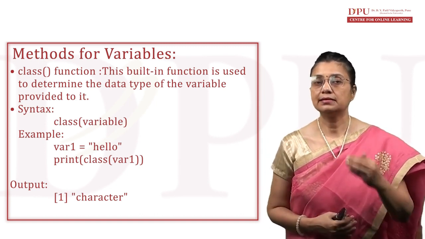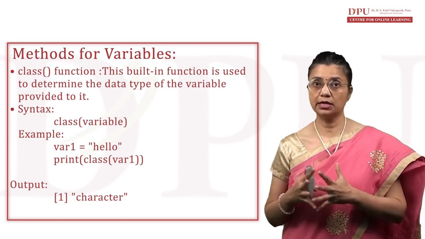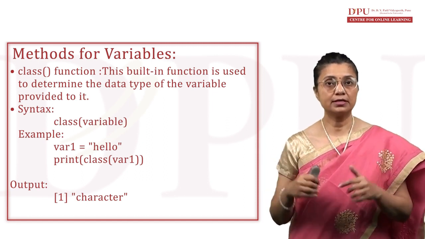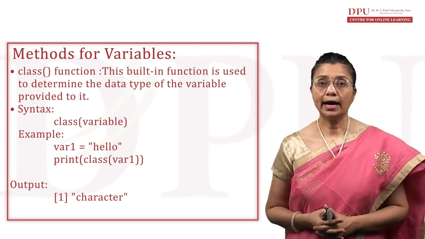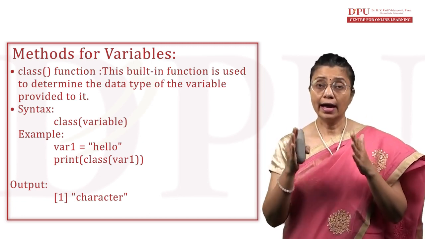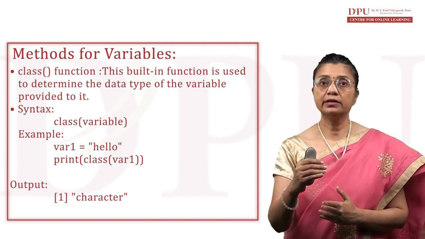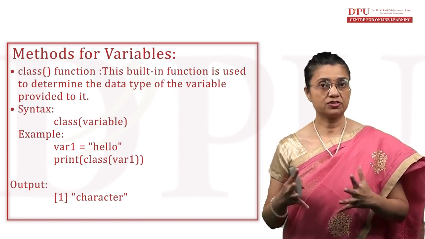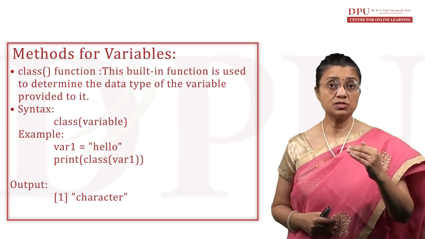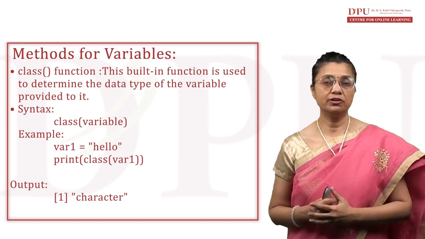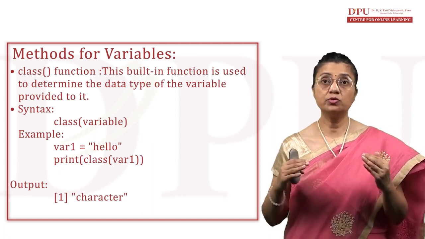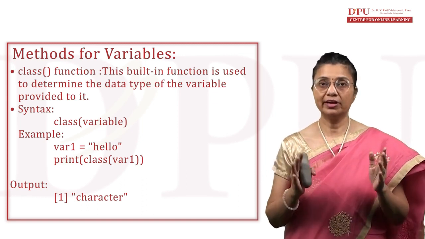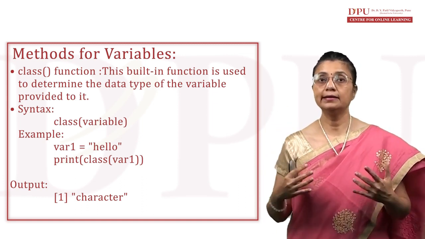In the example you see that there is a variable var1. var1 is equal to hello, and I write print class and within brackets var1. So what I'm doing, I have passed hello and the class of hello is returned, which is printed on the screen as an output, and the output you can see is character. So the class function is returning the class of the variable. What is the class of the variable, or you can say what is the data type of the variable? Hello has the data type character. So if I write print class of var1, it is printing the character data type.